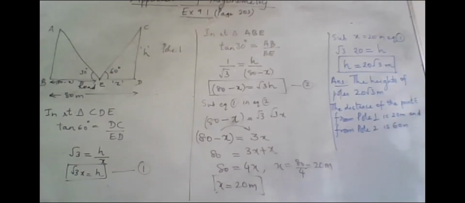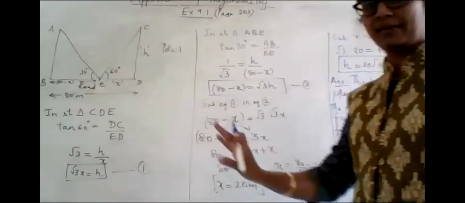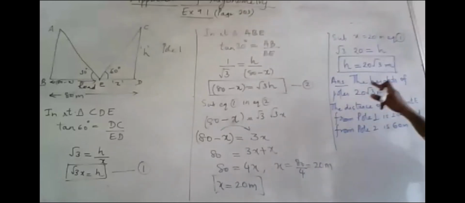This is how you should report your answer, because there are three things which are asked. What is the height of the pole? Because both the poles are of the same height, if you simply say the height of the poles is 20 root 3 meters, it is over.